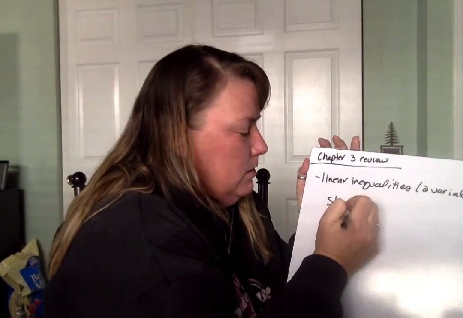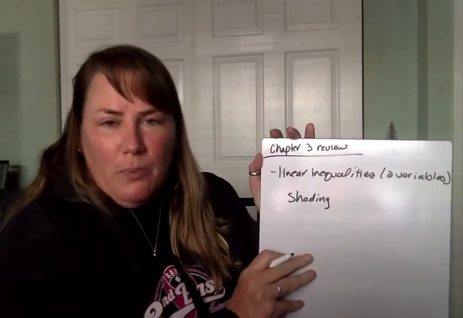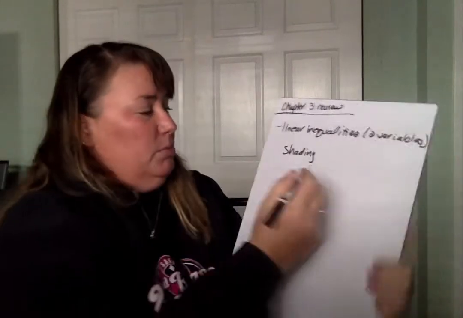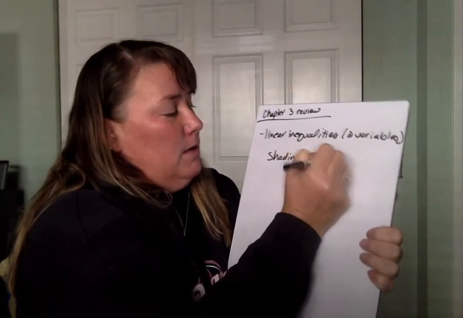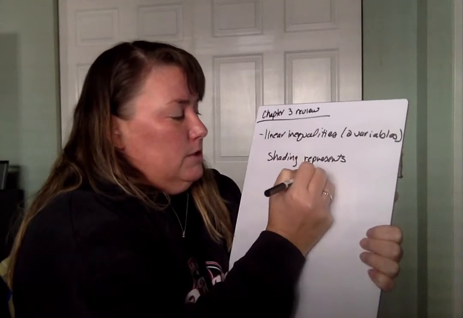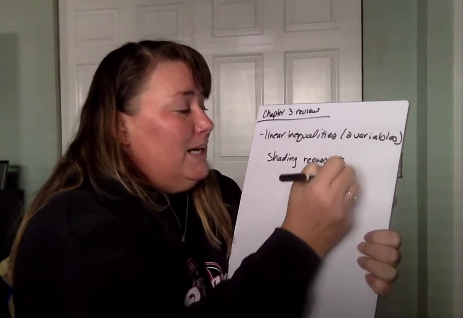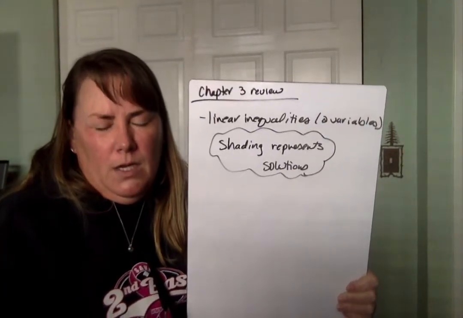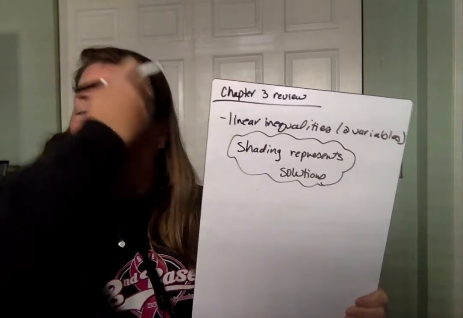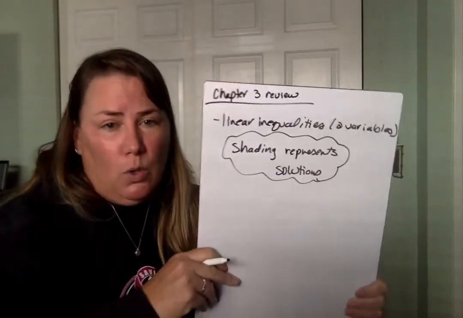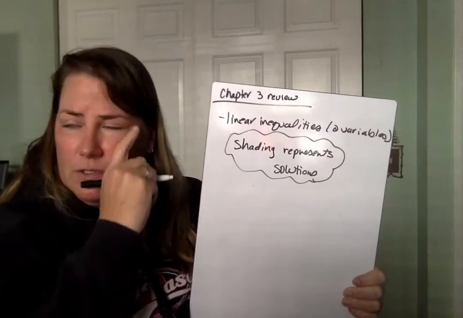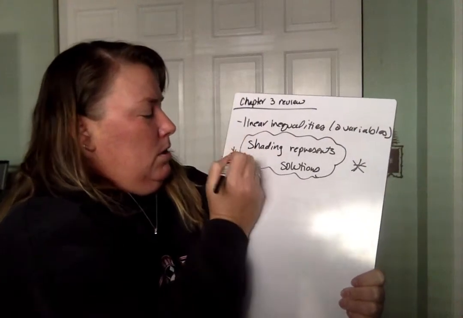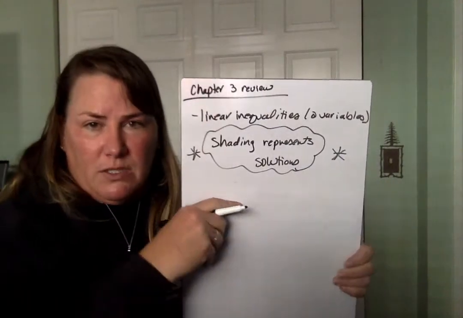Shading. Remember, shading represents solutions. And I'm going to ask you that whether it's for a number line or for the coordinate plane. Shading represents solutions. And we're going to need that next chapter as well, because we're going to end up doing systems of linear inequalities, which is where we graph two or more linear inequalities on one coordinate plane. A system is just two equations in one, or two inequalities. But this is huge. You want to always remember that shading represents solutions.